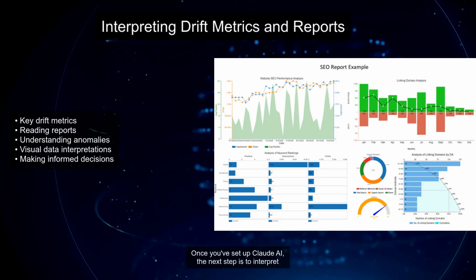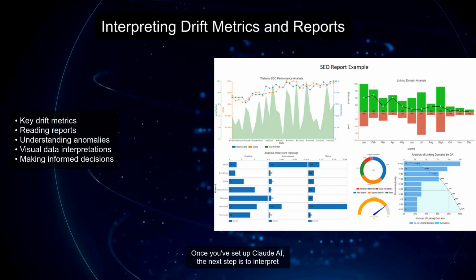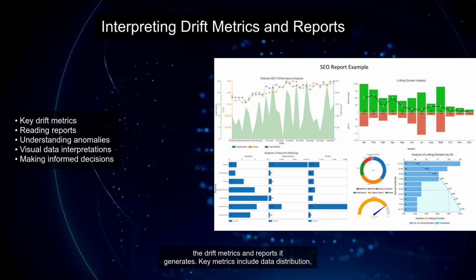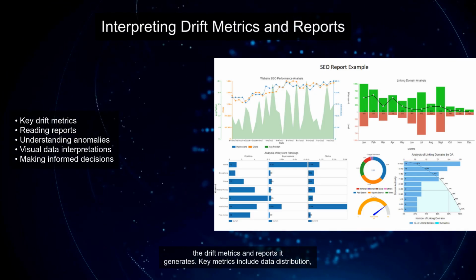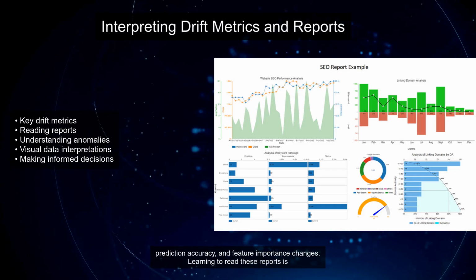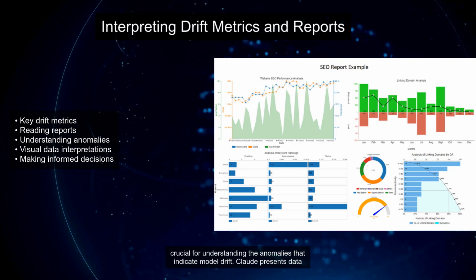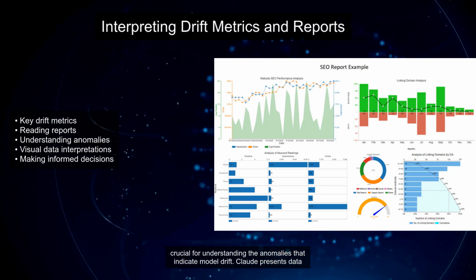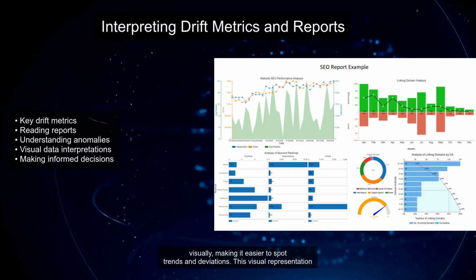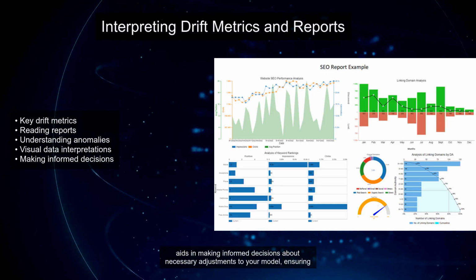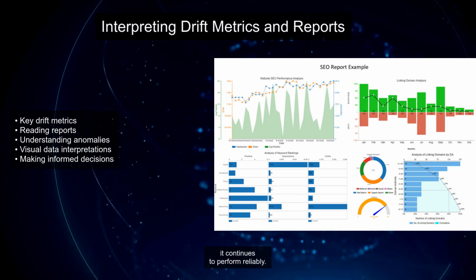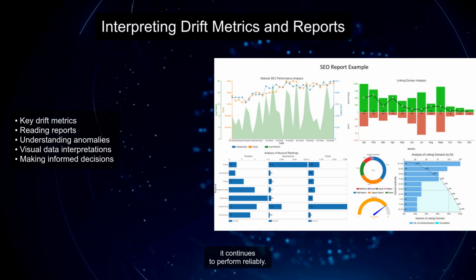respond swiftly. Once you've set up Claude AI, the next step is to interpret the drift metrics and reports it generates. Key metrics include data distribution, prediction accuracy, and feature importance changes. Learning to read these reports is crucial for understanding the anomalies that indicate model drift. Claude presents data visually, making it easier to spot trends and deviations. This visual representation aids in making informed decisions about necessary adjustments to your model, ensuring it continues to perform reliably.